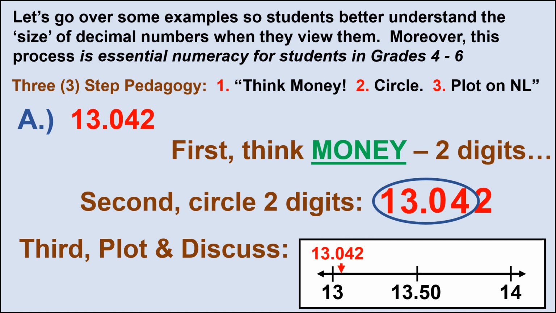Add our decimal on the number line since we know it's about 13.04. Discuss distances from the whole numbers 13 and 14 and the midpoint 13 and 1/2. Our decimal is about 4 1/100ths from 13 and 46 hundredths from 13 and 1/2 and 96 hundredths from 14.